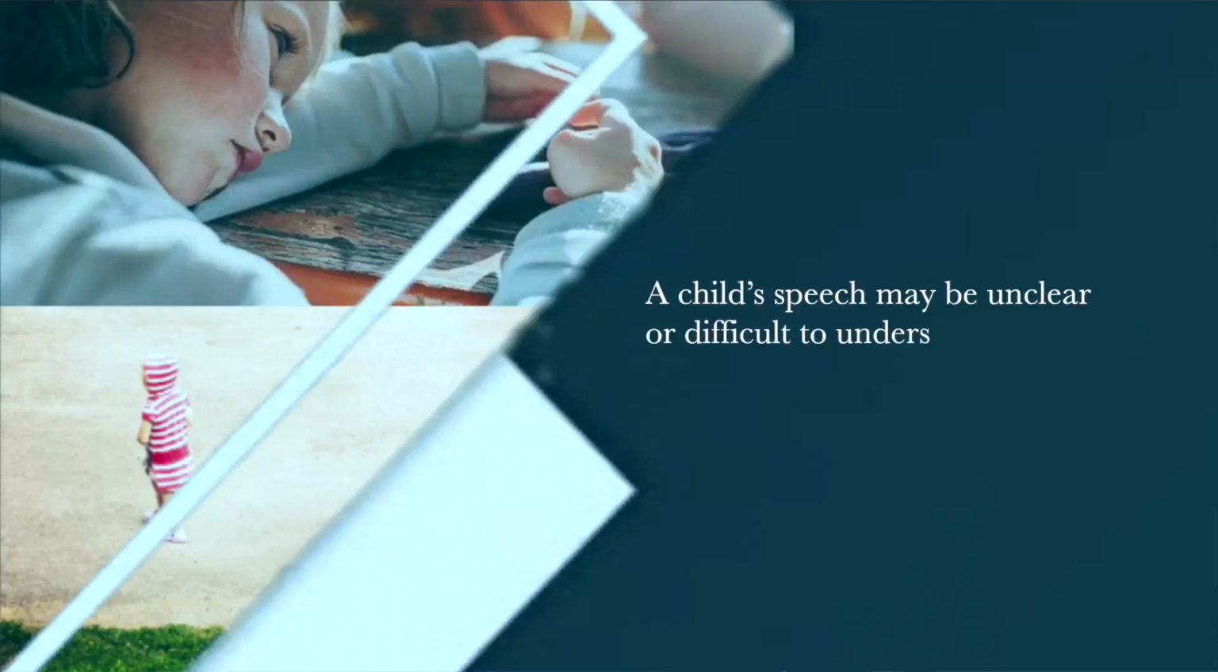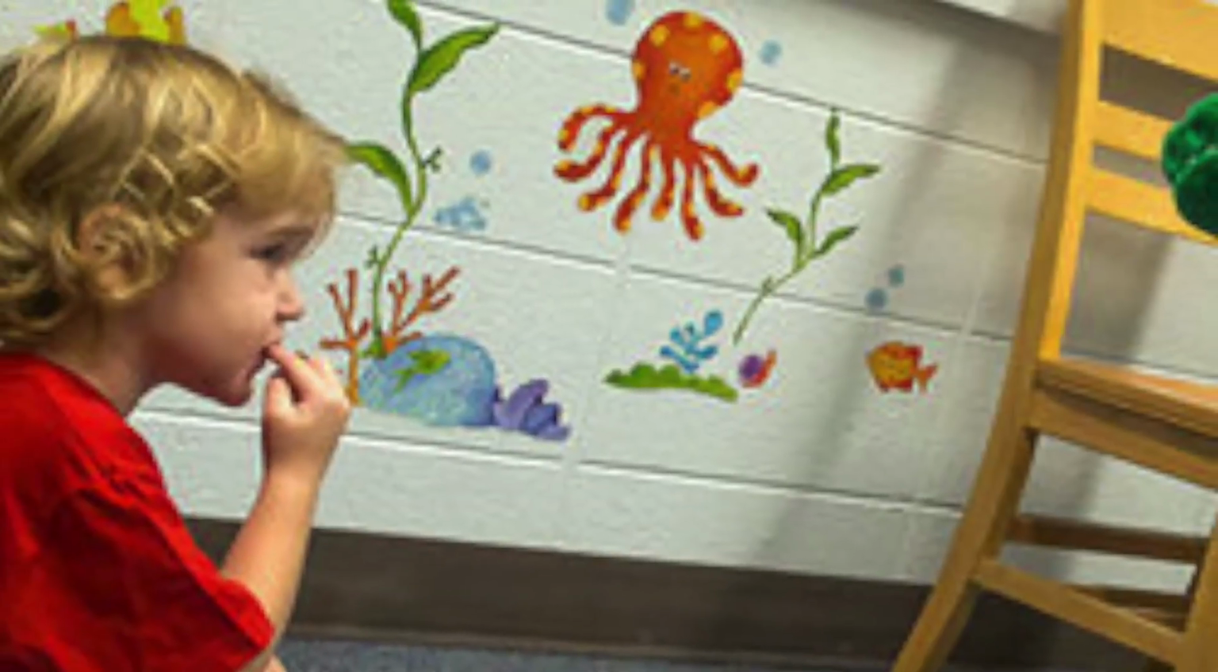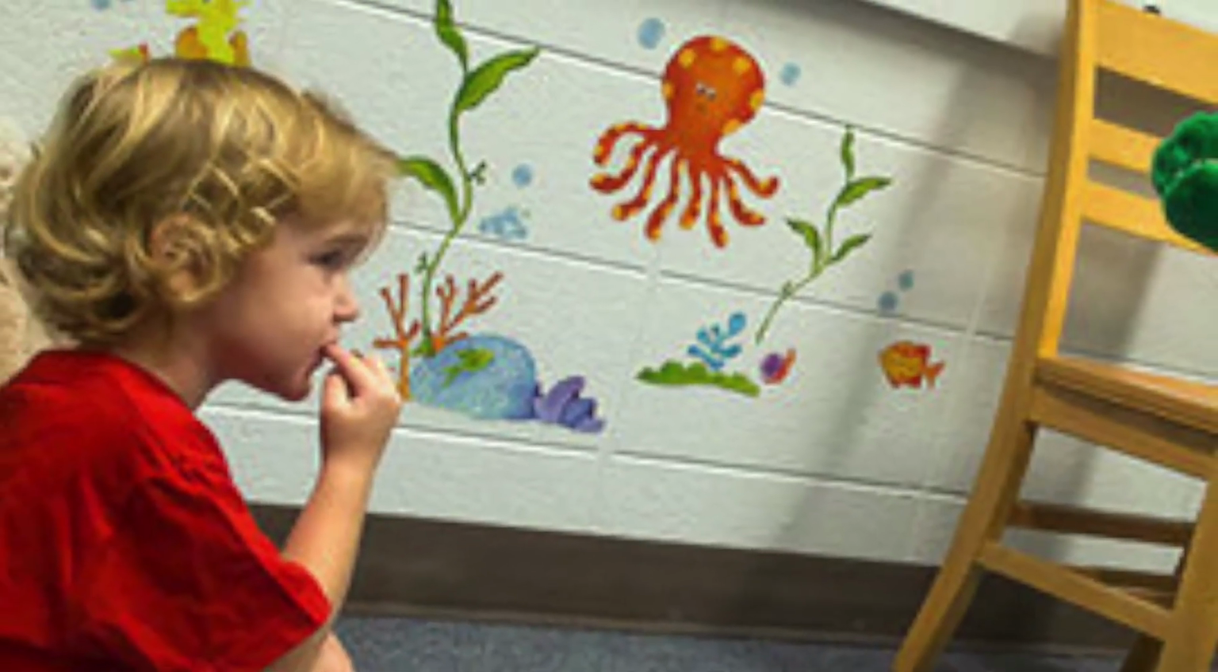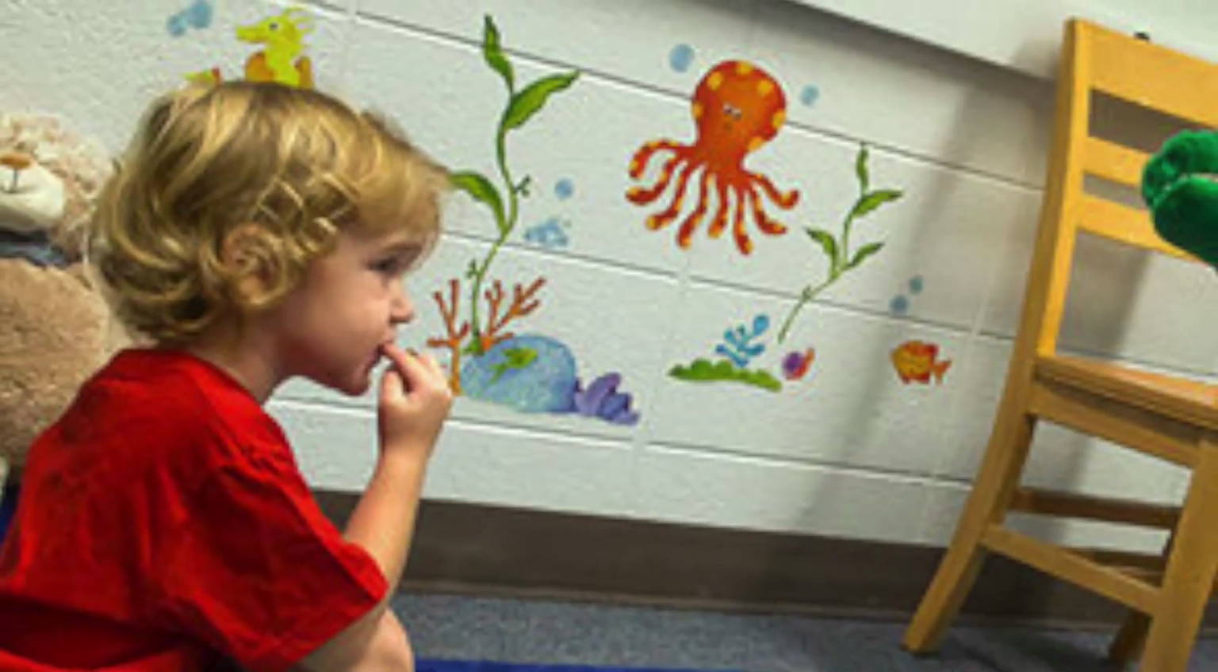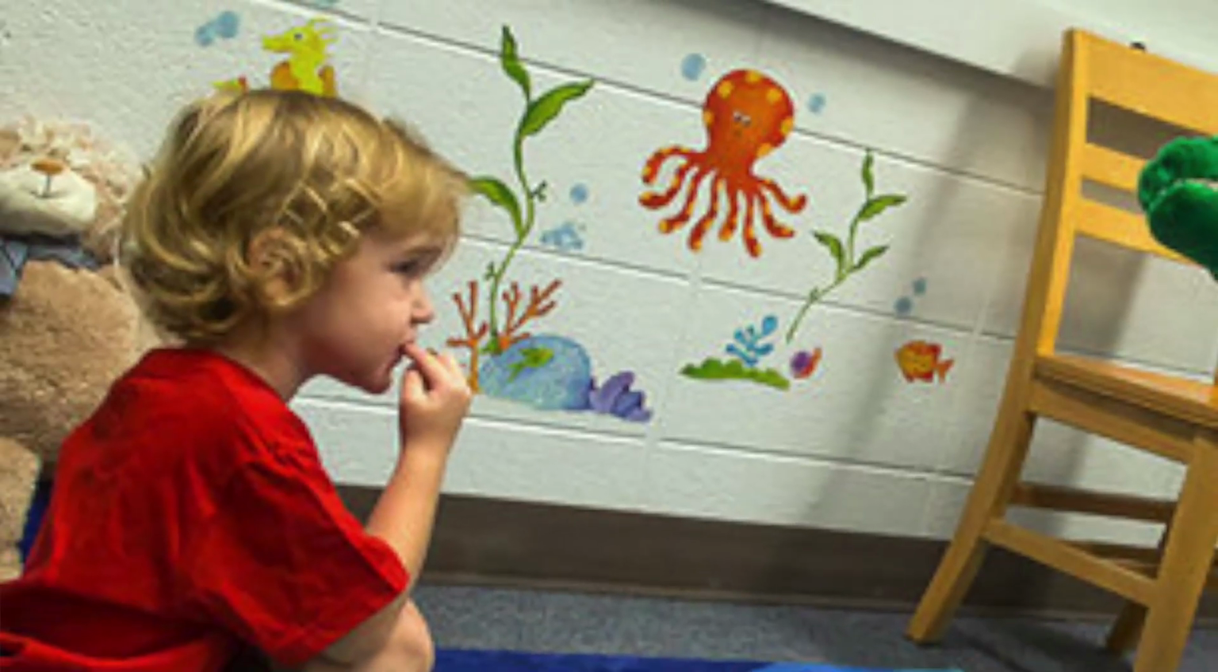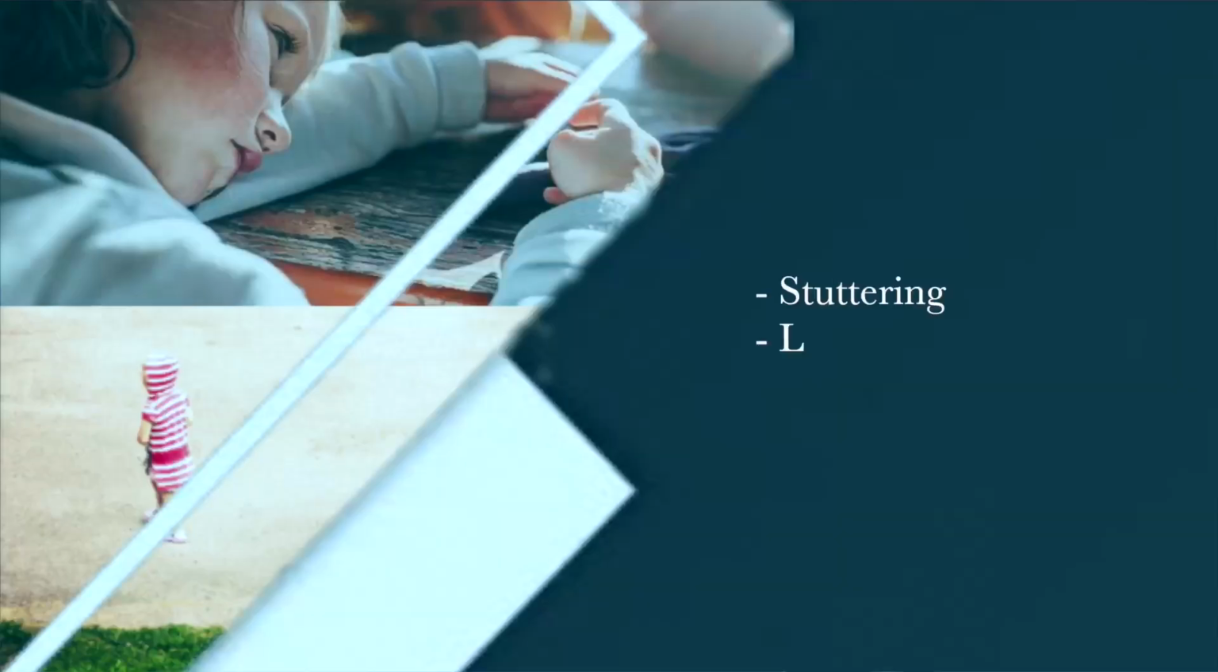Secondly, a child's speech may be unclear or difficult to understand. This can happen if they imitate poor speech models, which leads to mispronunciations or grammatical errors. Different types of speech defects, such as stuttering, lisping, or slurring, can also make it harder for children to express themselves, thereby further affecting their confidence and social skills.